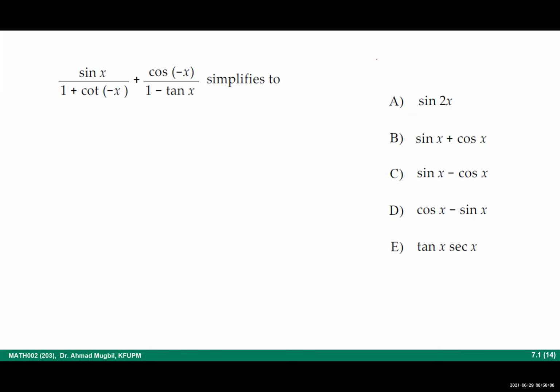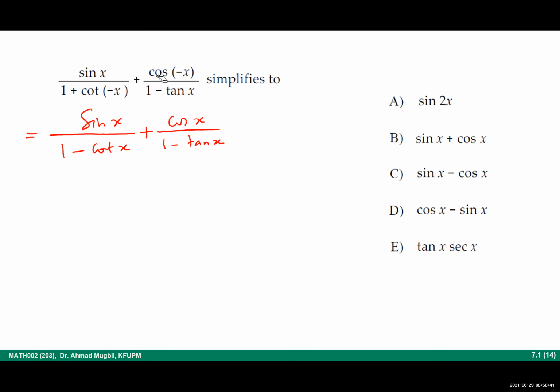So as Muhammad said, here the first step is to write this as sine x over 1 plus cotan negative x. Ya shabab, is cotan odd or even? It is odd, so this negative will go out. So it will be 1 minus cotan x, plus cosine is even, so it will just equal itself without the negative, over 1 minus tan x. This is the first step, ya shabab. So this is step number 1.